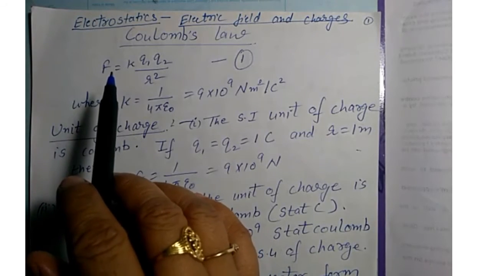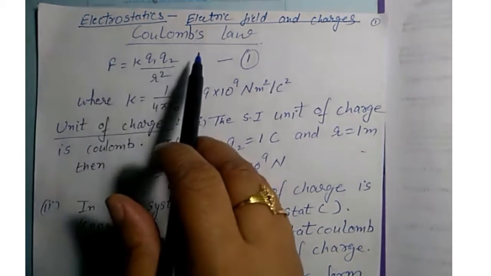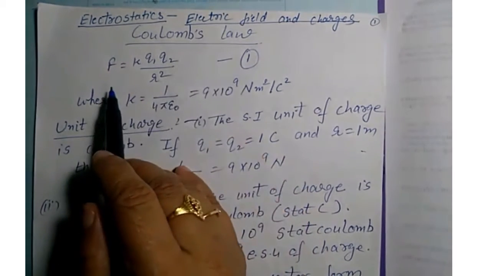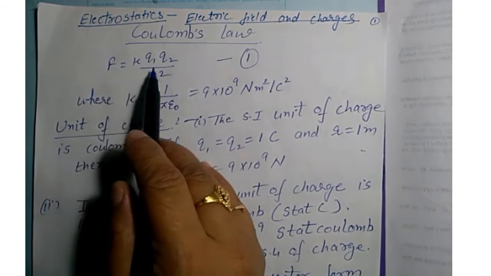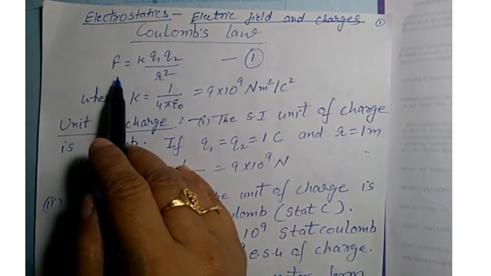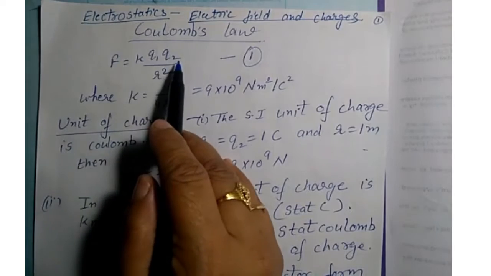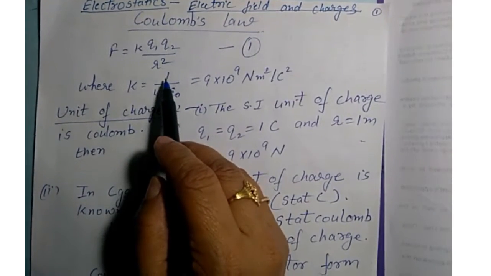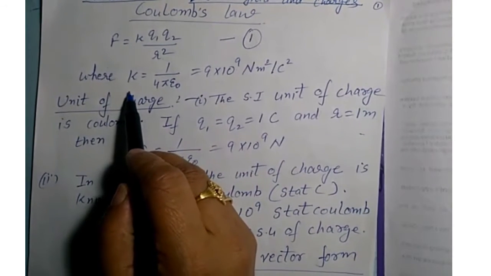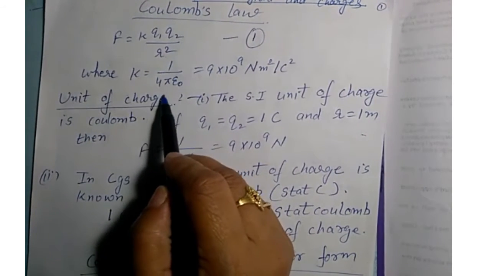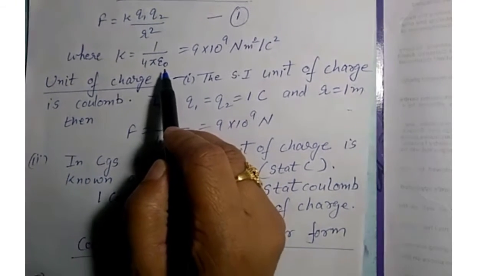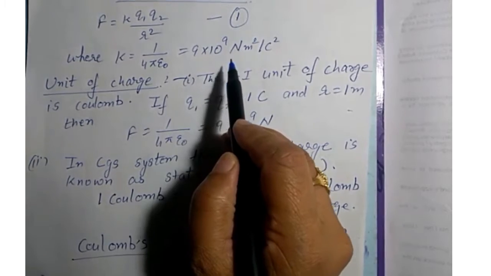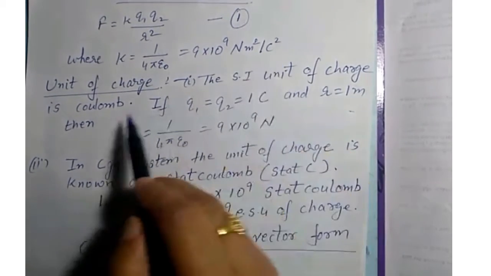Good day, students. You had already studied Coulomb's law in our previous lecture. According to Coulomb's law, the force between two charges Q1 and Q2 is given by F equals K Q1 Q2 upon R square, where R is the separation between the two charges and K is a constant equal to 1 upon 4 pi epsilon naught. The value of K is 9 into 10 raised to power 9 Newton meter square per Coulomb square.